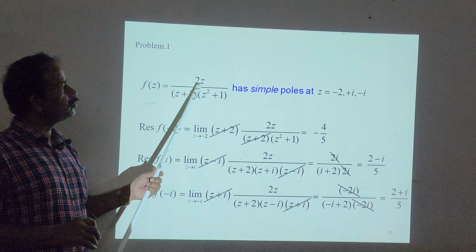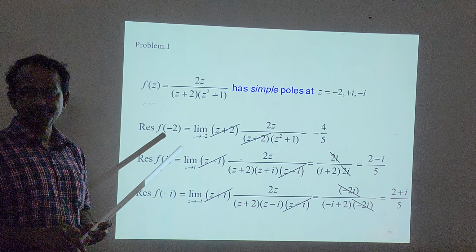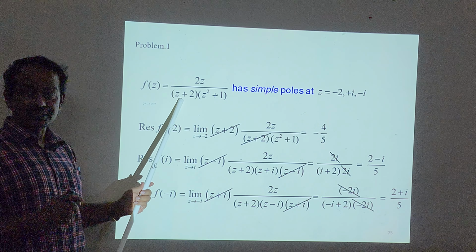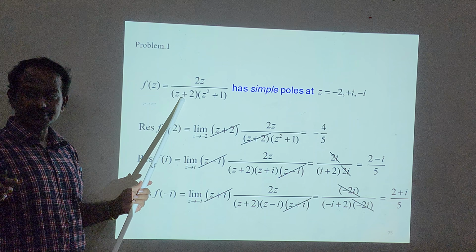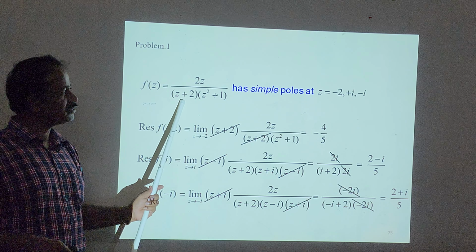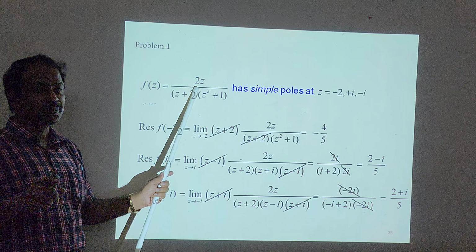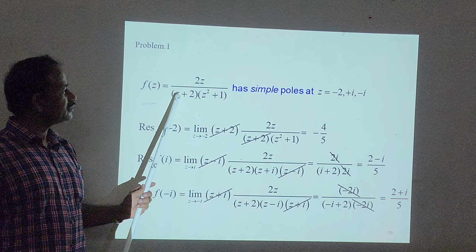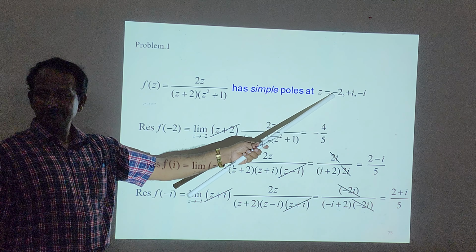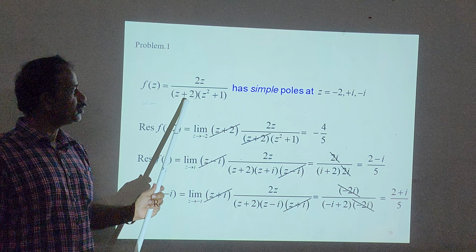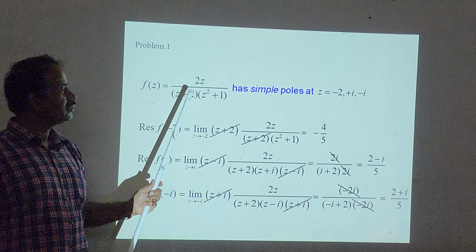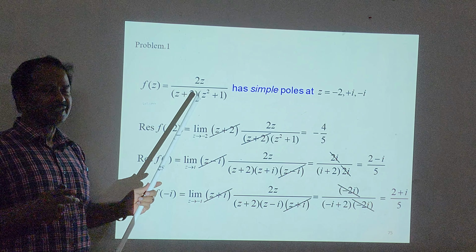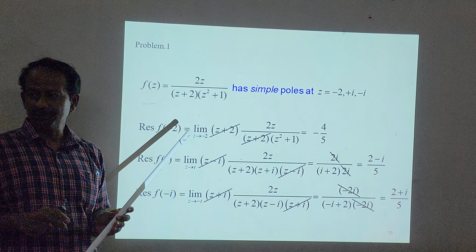So f of z equals 2z divided by (z plus 2)(z square plus 1), and it has a simple pole at z equal to minus 2. See, z plus 2 equal to 0, so z equal to minus 2. This is a simple pole because there is no power here. If there is no power, it is a simple pole. Suppose the power is 2, that means order 2. If the power is 4, order 4.